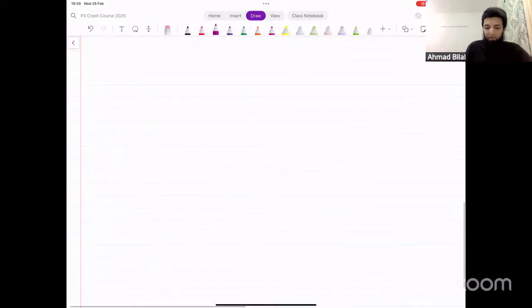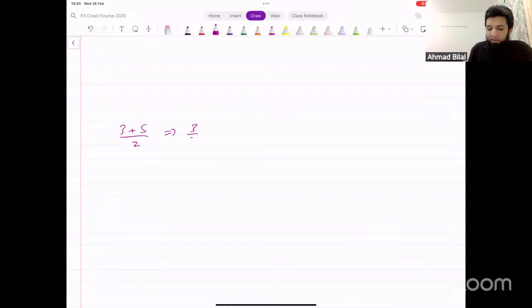If you have 3 plus 5 over 2, that's the same thing as saying 3 over 2 plus 5 over 2. These two are equivalent. However, if you have 3 over 6 plus 9, that's not the same thing as saying it's 3 over 6 plus 3 over 9. These two are different things. We can't split the denominator like that.